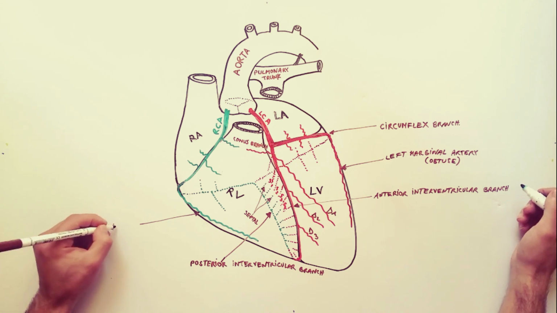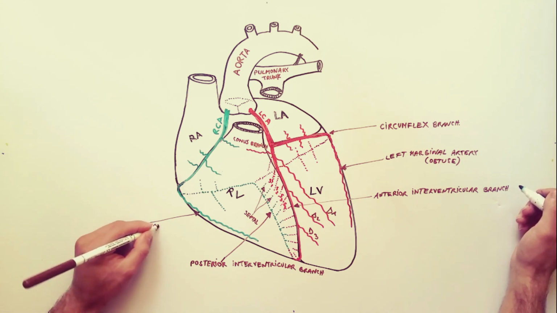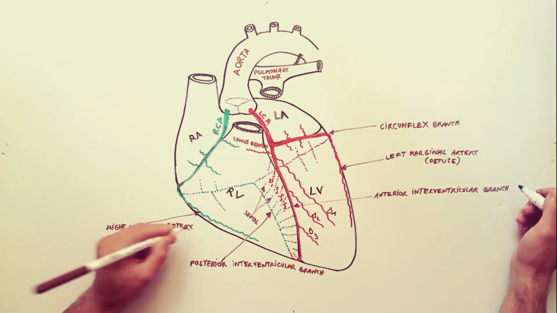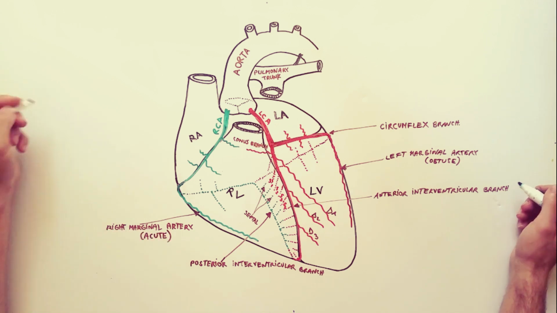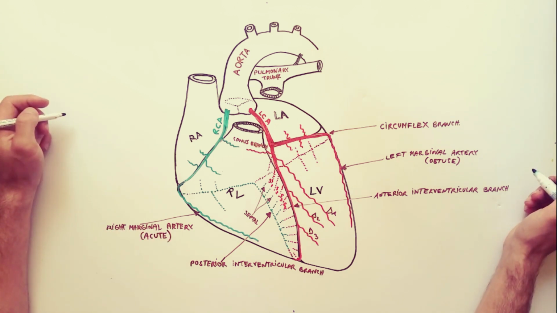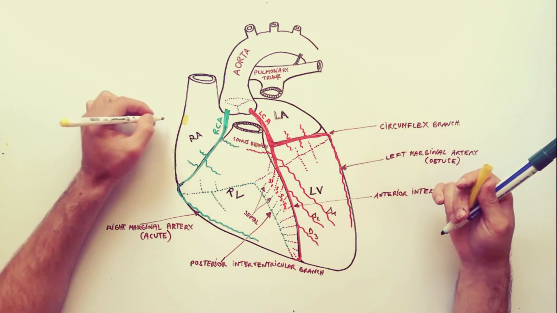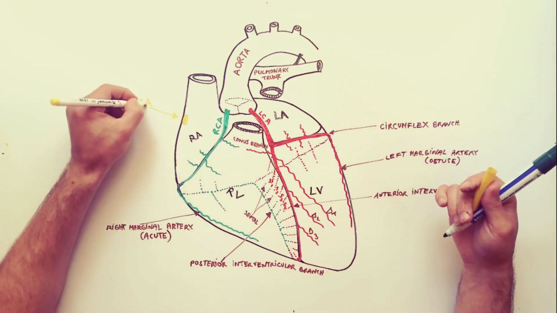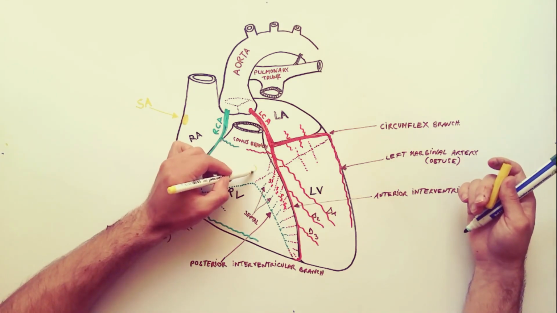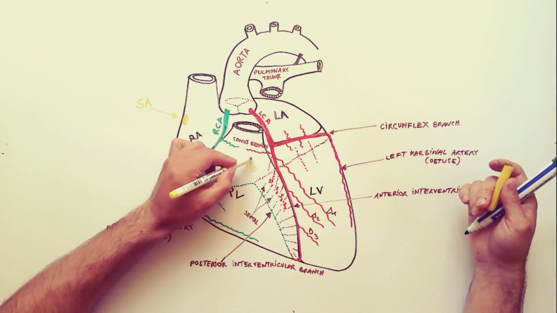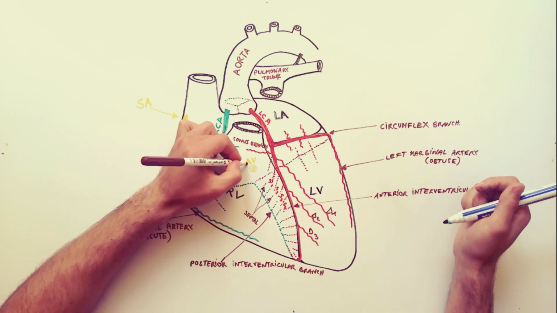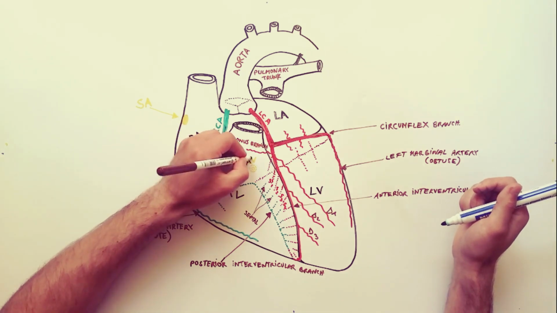From the right coronary, we also have some atrial and ventricular branches. A much more obvious one is the right marginal artery, or the acute marginal artery, which will supply both surfaces of the right ventricle.